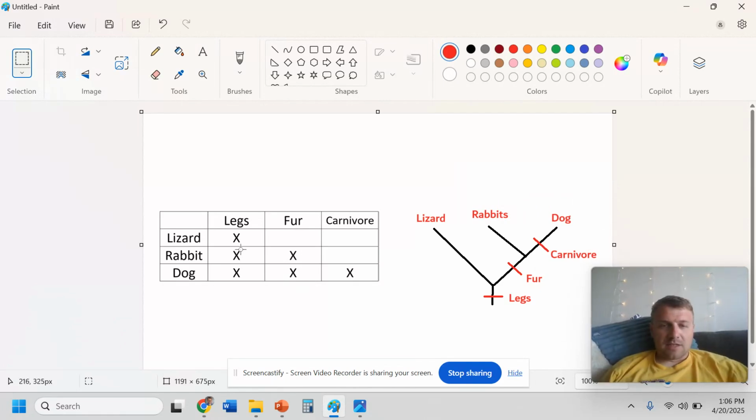So you can see these X's represent that species having a certain trait. So legs, all of them have legs. Rabbits and dogs have fur, and dogs are the only carnivores. So again, rabbits have legs and fur, but they're not a carnivore. Lizards don't have fur and are not a carnivore because they just have legs. So that's how you work through a cladogram.